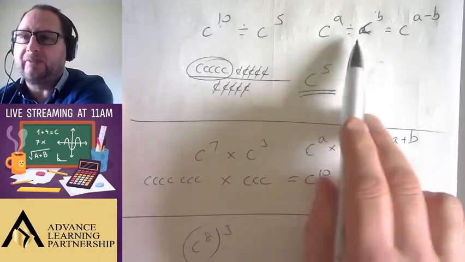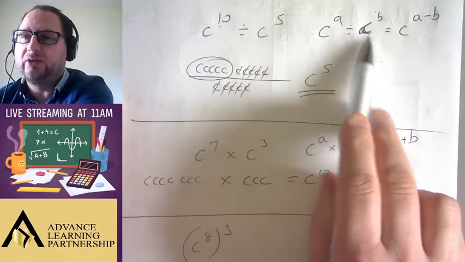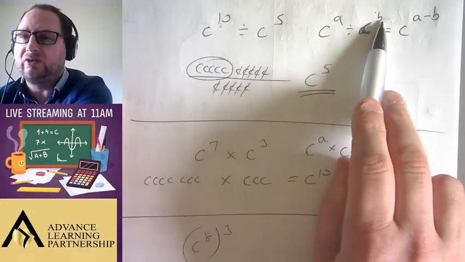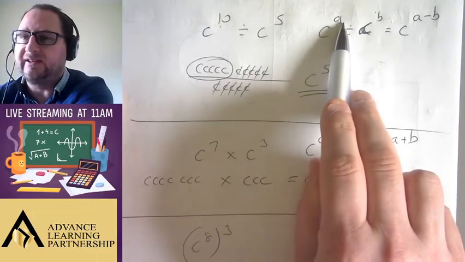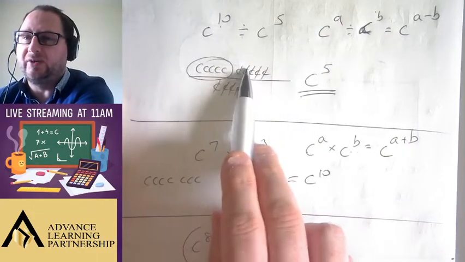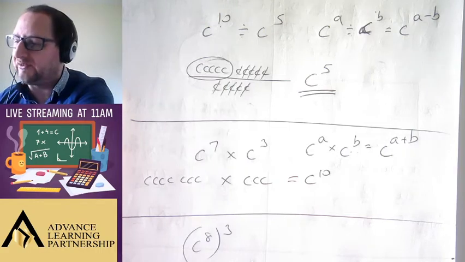Second law of indices, if you're dividing with the same base, you subtract the dividing index off the leading index there, or if you think about numerator and denominator positions for your fraction.